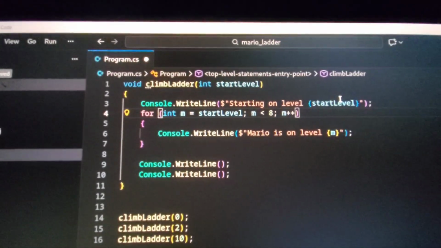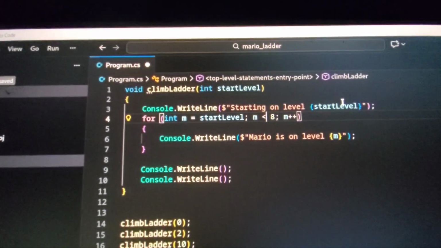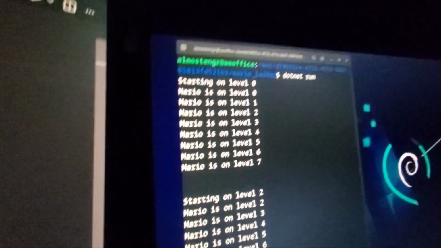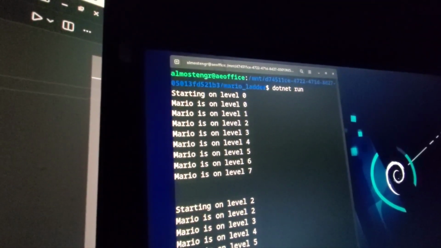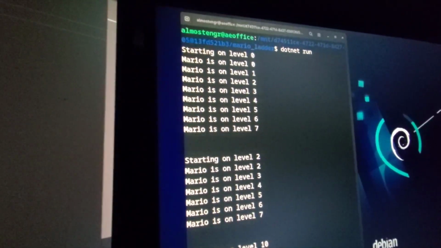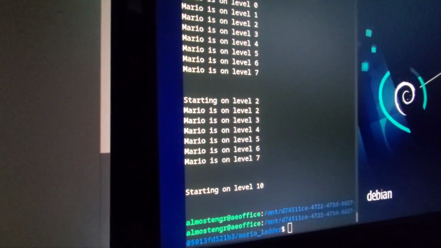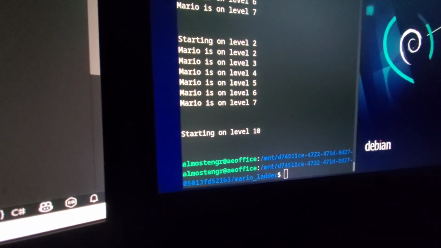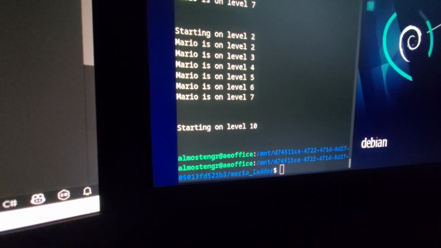So I ran it as is with the starting level equal to 0 and all these others. And what you get is Mario is starting on level 0, and he goes from level 0 to 7. When he starts on 2, he goes from 2 to 7. And when he starts on 10, he doesn't go anywhere because he's greater than 8.